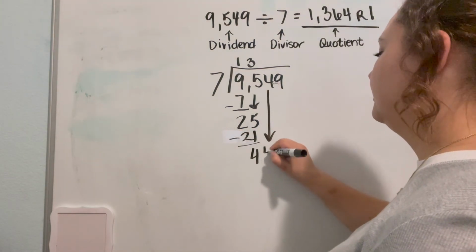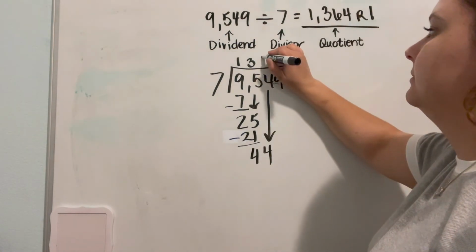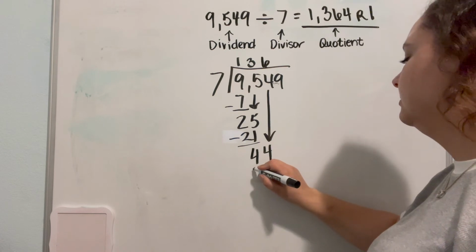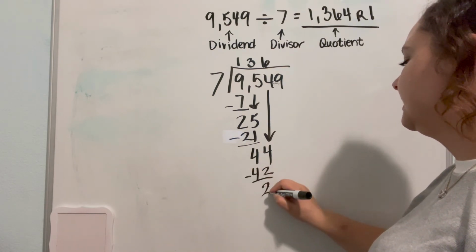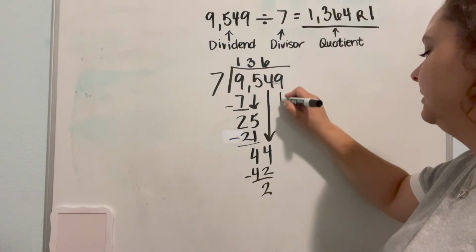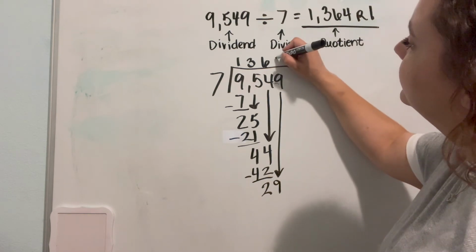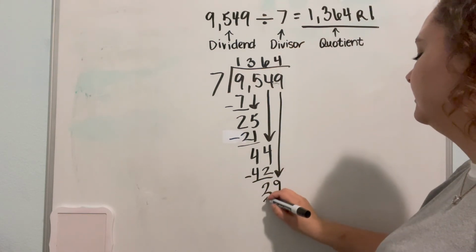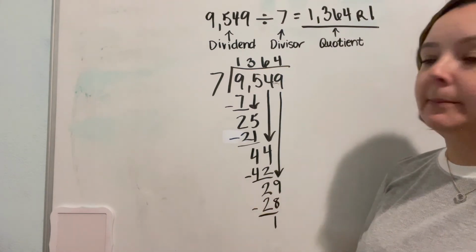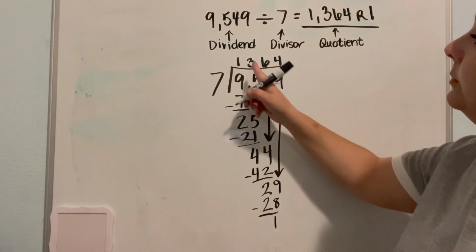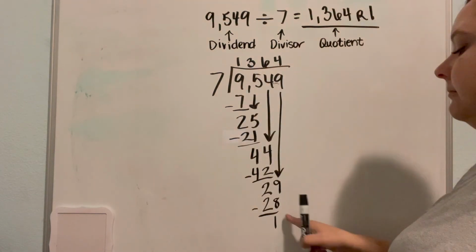Bring down my other 4 for 44. 7 can go into 44 at least 6 times because of 42. We are once again left over with a lovely little 2. Bring down our 9, and 7 can go into 29 4 times to make 28. And once again, we're left over with the remainder of 1. So we have the same quotient of 1,364 with a remainder of 1.